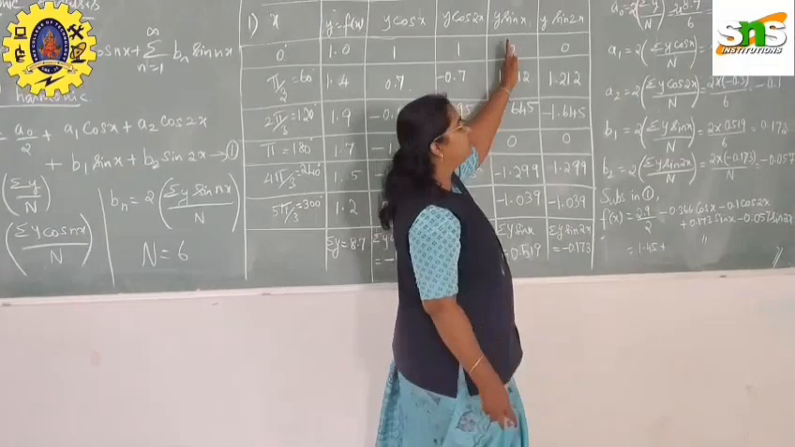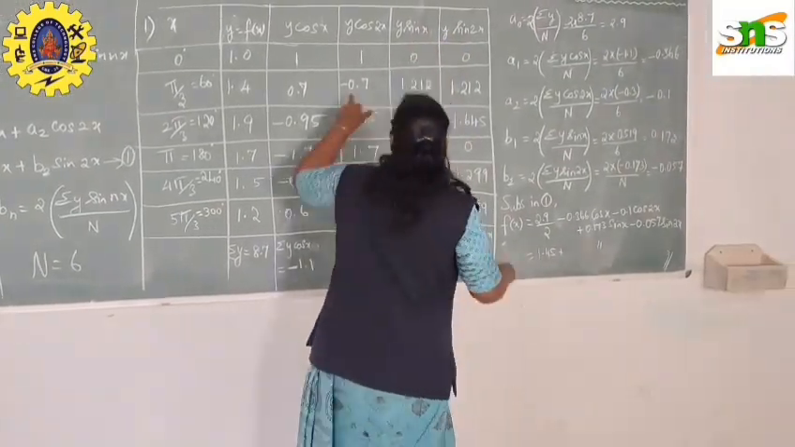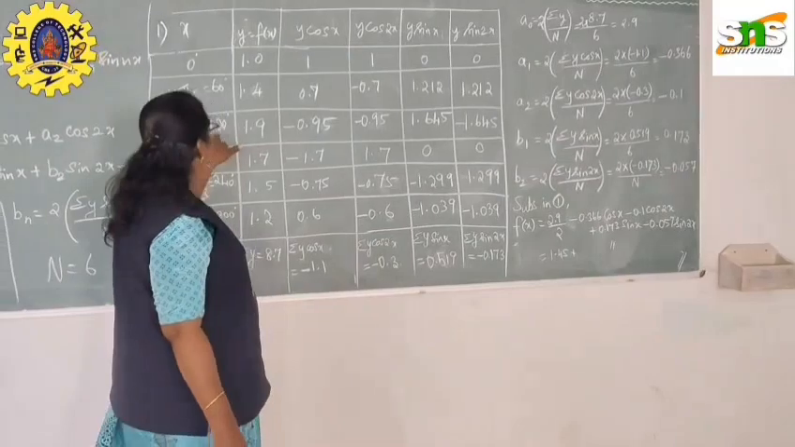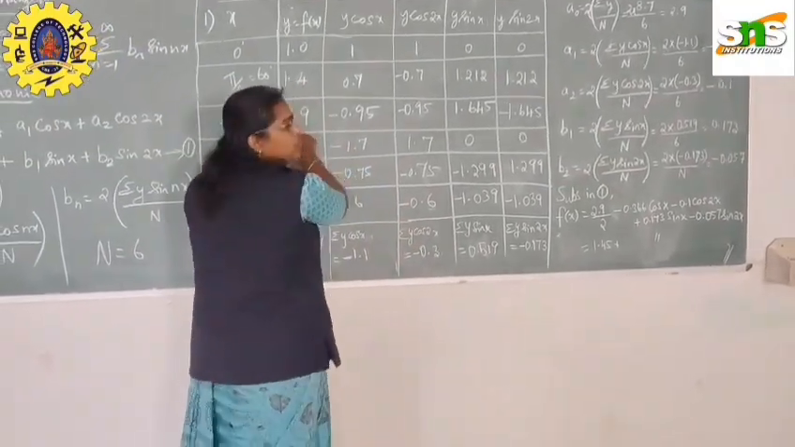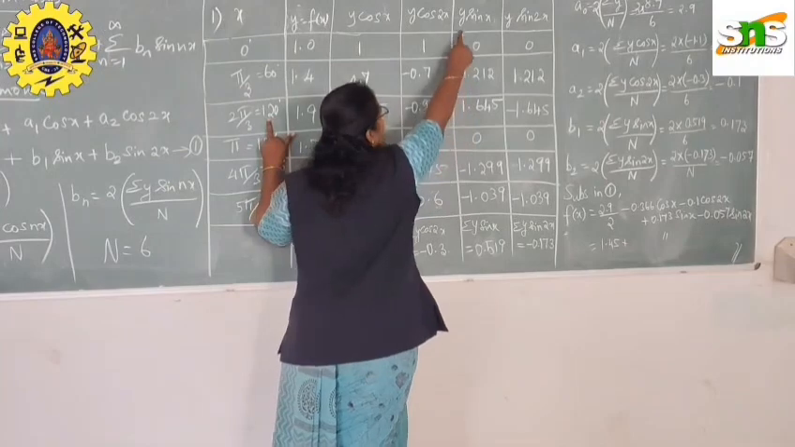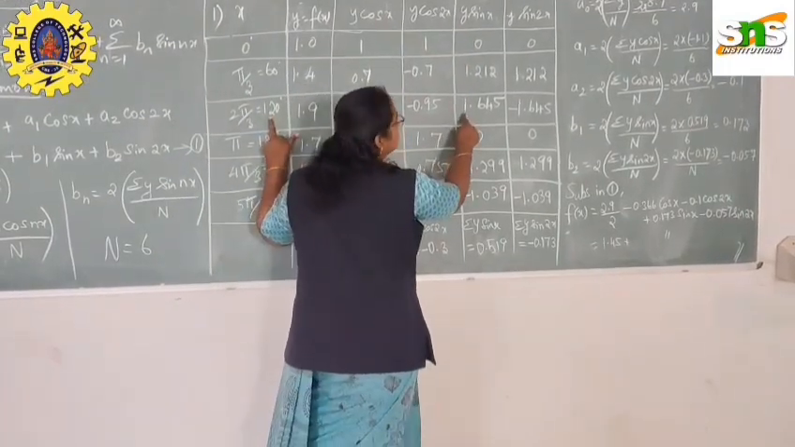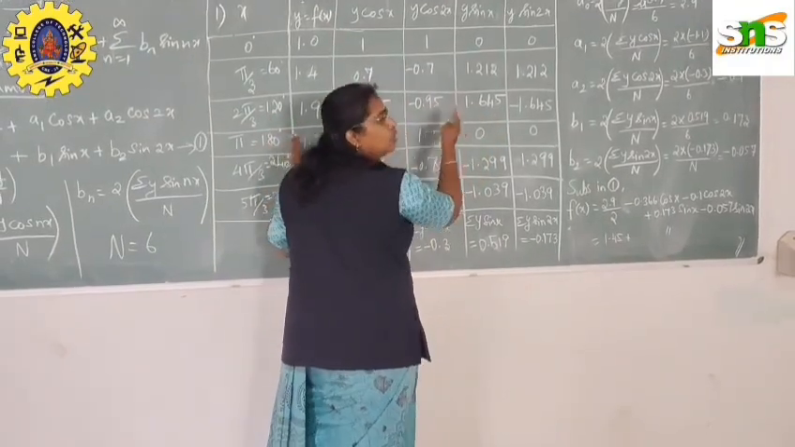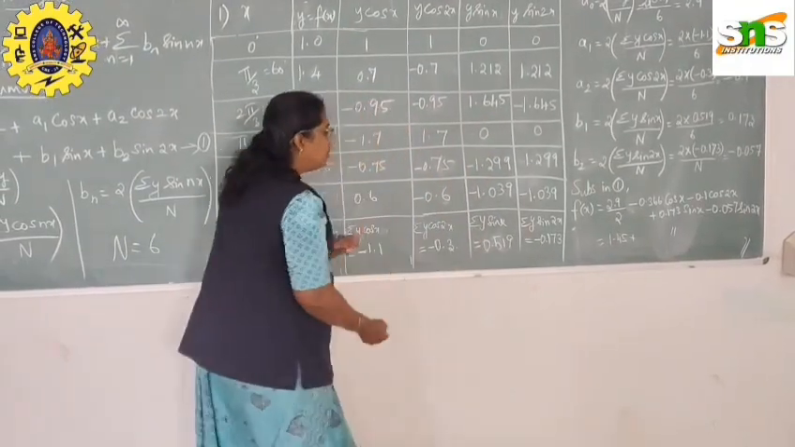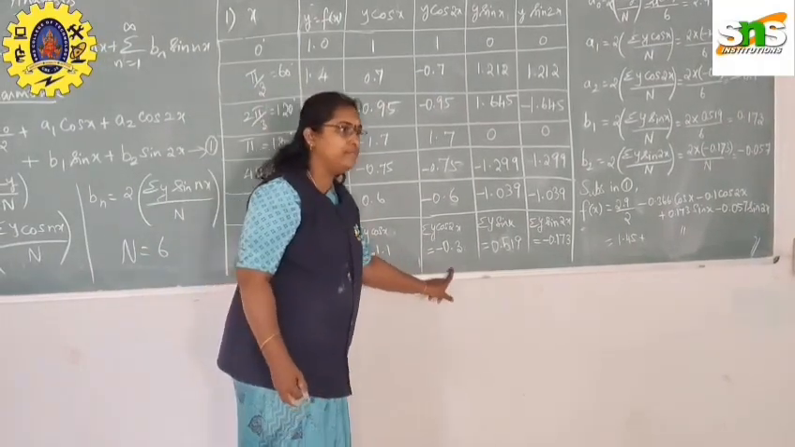Same thing, we move on to the y sin x values also. For example, I am taking this one. Here the theta value is 120 and the y value is 1.9. So 1.9 into sin 120, and sin 120 is 0.866, so the value is 1.645. Like this, parallelly, you calculate all the values, and once all the values are calculated here, get the summation of each and every column.